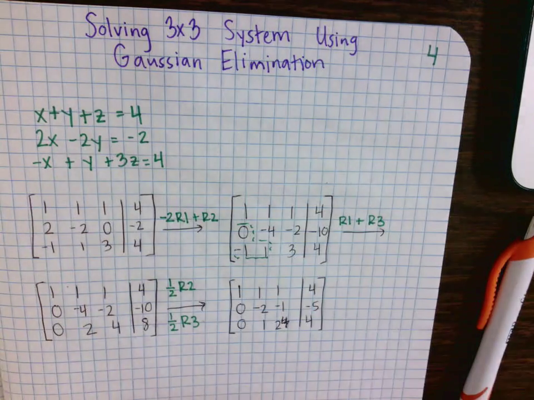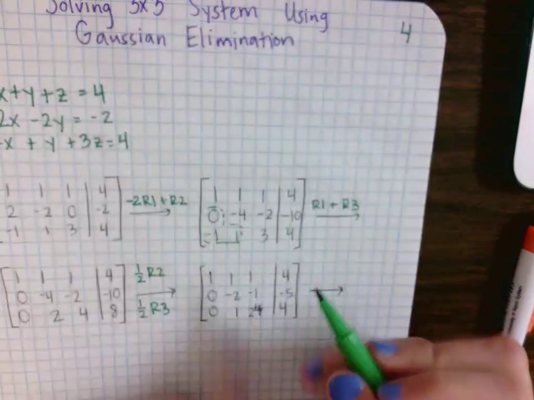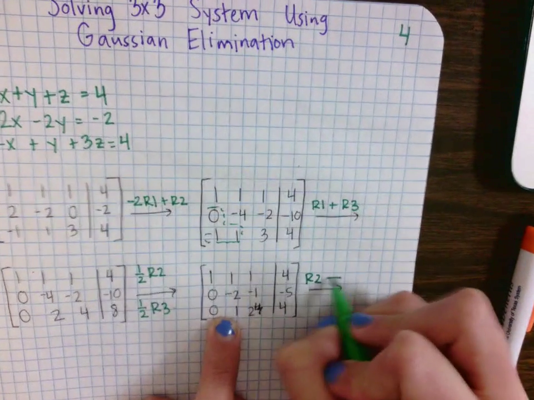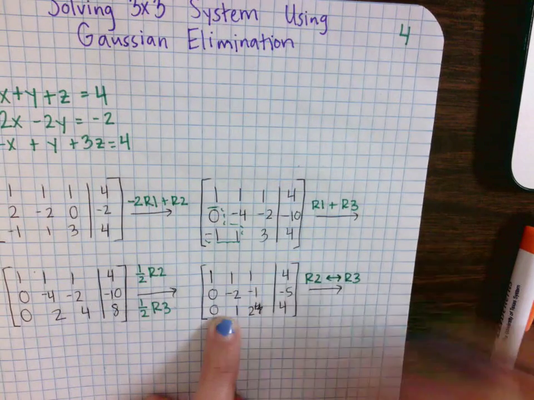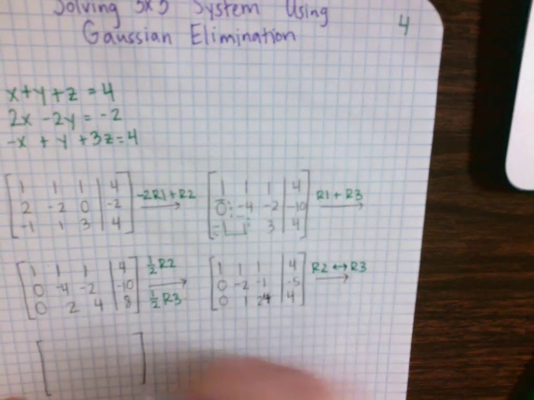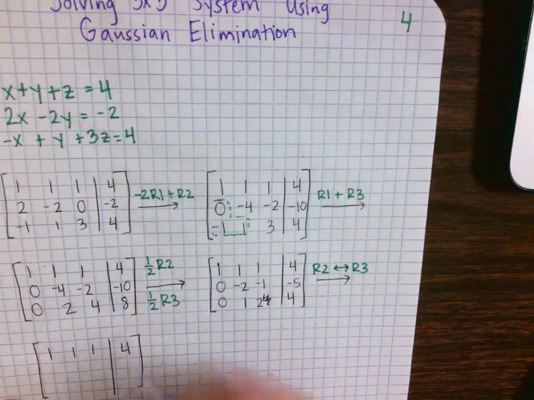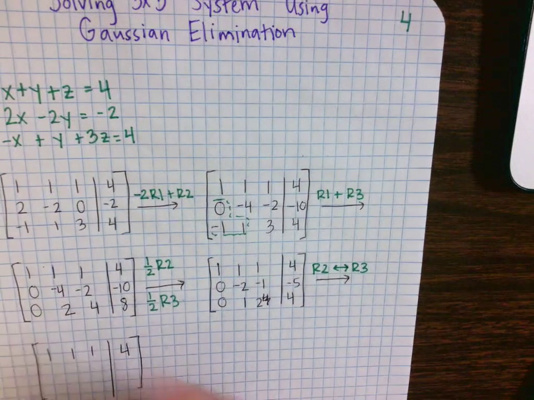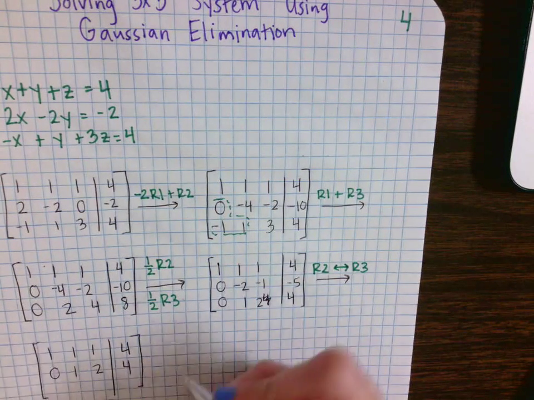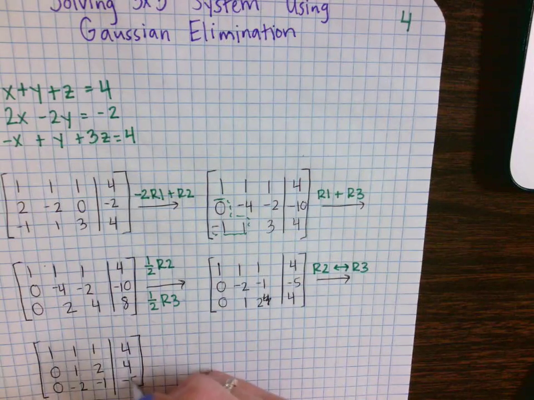On this next step, you're just going to switch row 2 and row 3. To get that diagonal, you put in your row 1 because it stays the same. Then you just switch. So it's going to be 0, 1, 2, 4, and then 0, negative 2, negative 1, negative 5.